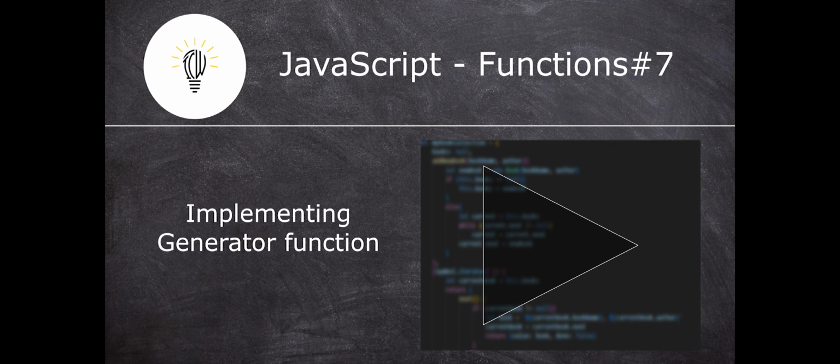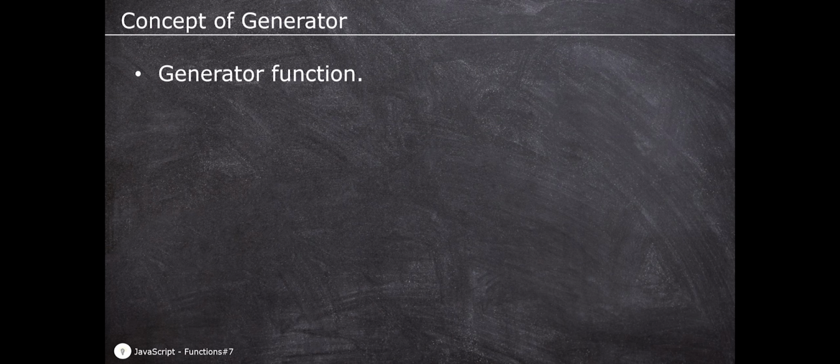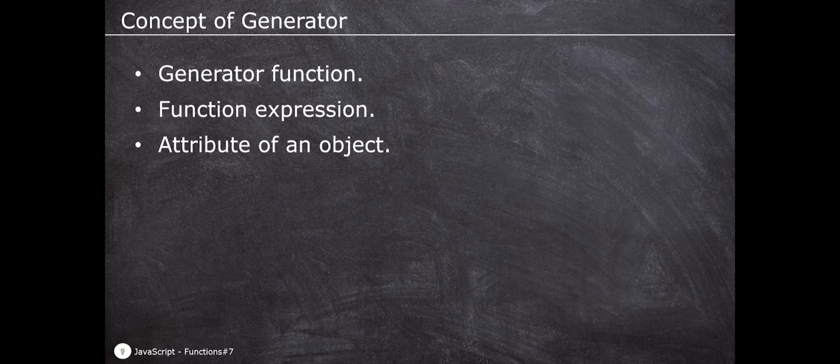Now we will see the implementation of a generator function, and there are different ways we can implement it. We can implement this as a generator function, as a function expression, as an attribute of an object, or as a method of a class. We will see all these implementations, and finally we will again implement the book collection class using the generator function to iterate through the list of the books.